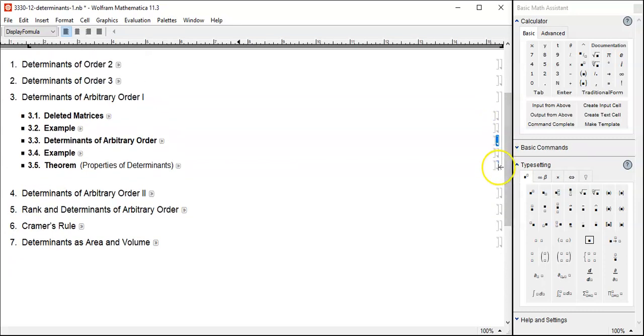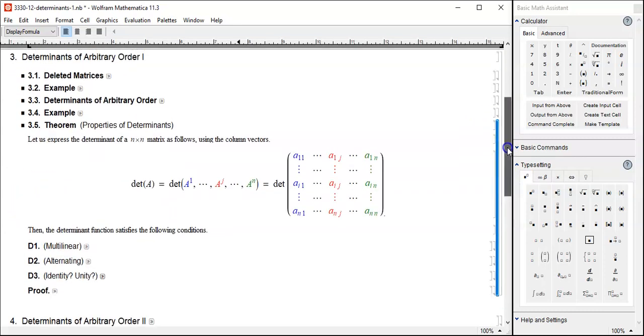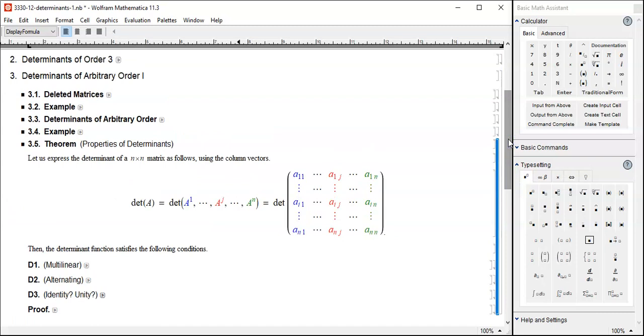Alright, so much for the computation, and let's have some theory. The properties of determinant. Number 1, multilinear.